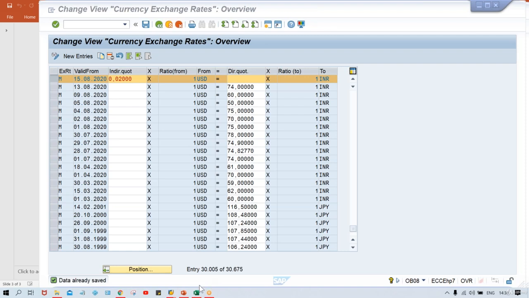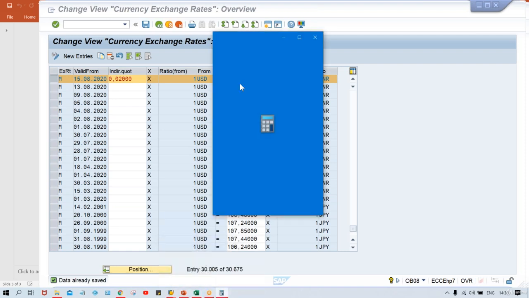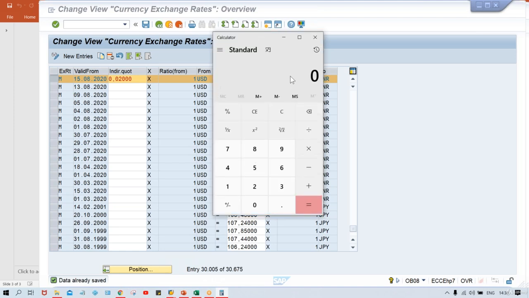Anyway, so you guys can calculate here. It's very simple. There is a calculator, right? Let's suppose 1 USD equals 50 INR. So 1 INR equals how many USD? 1 divided by 50. This is how I have calculated 0.02. It means 1 Indian currency equals 0.02 USD.